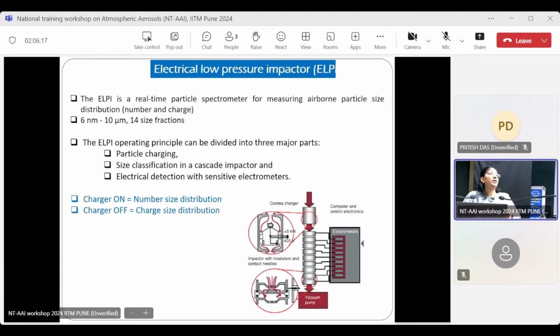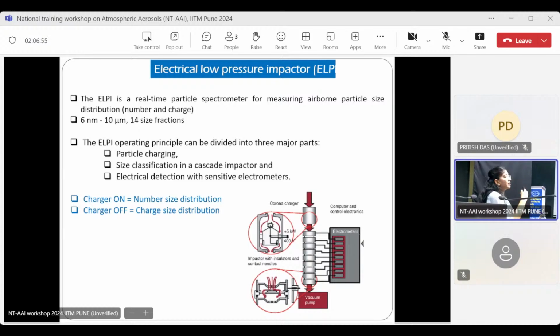Coming to the third and final instrument, the electrical low pressure impactor. As the name suggests, we have an impactor, we have low pressure, and we have an electrical connection. As I told, this gives you the number size distribution and the charge size distribution, and the size ranges from 6 nanometer to 10 micrometer. 6 nanometer is very small for an impactor, so basically this is a very sophisticated, finely designed impactor.